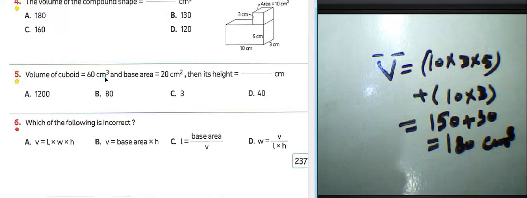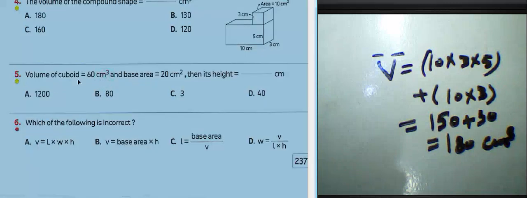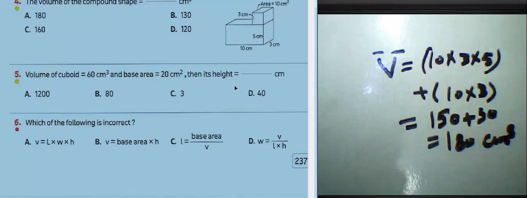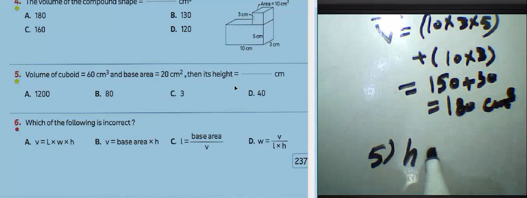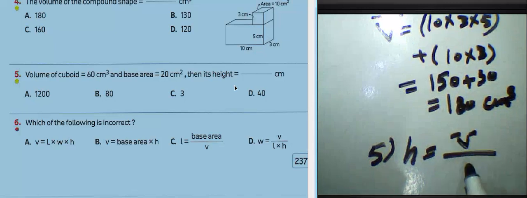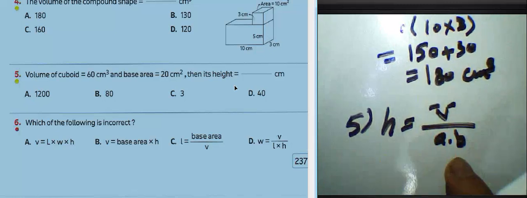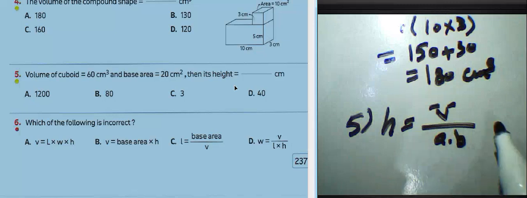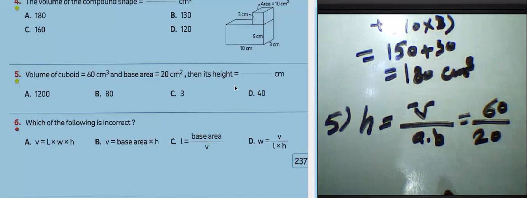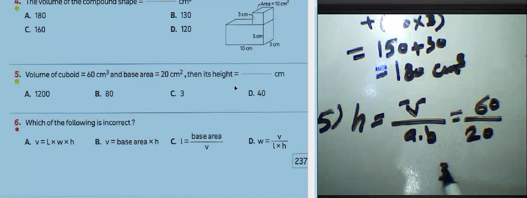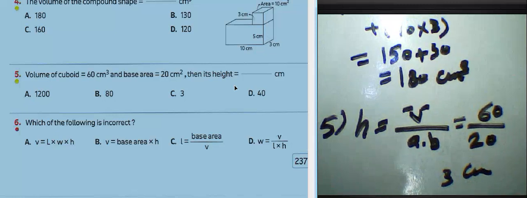And number 5, volume of cuboid 60 cubic centimeter and its area 20 centimeters, find its height. We can find the height by dividing the volume by the area of the base. Height equal volume over area of the base. Volume was 60 and area of the base was 20. 60 divided by 20 equal 3 centimeter is the height. So the height will be 3 because height equal volume over area of the base.